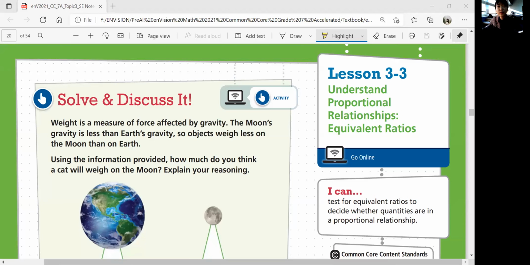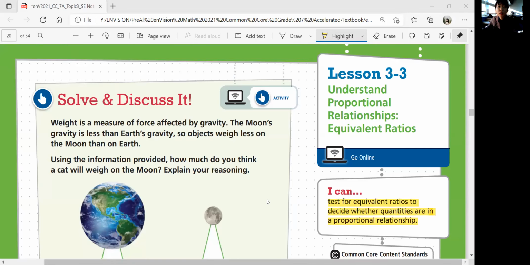Hi, this is Pre-Algebra, Topic 3, Lesson 3, Understand Proportional Relationships, Equivalent Ratios. In this lesson, we'll test for equivalent ratios to decide whether quantities are in a proportional relationship. You will also be able to describe how to test for equivalent ratios to decide whether quantities are in a proportional relationship.